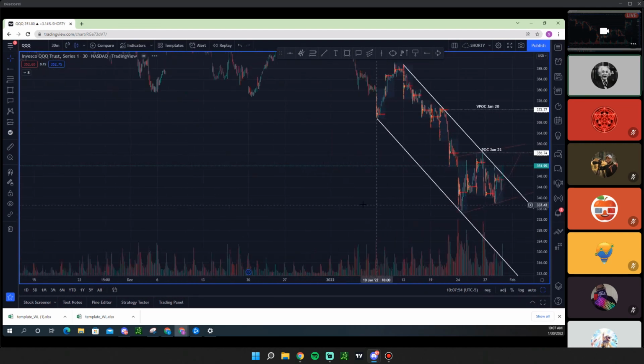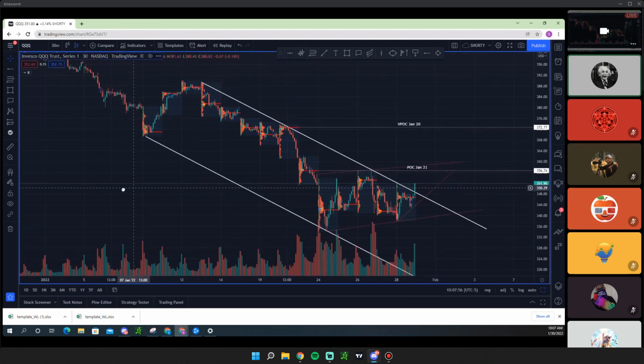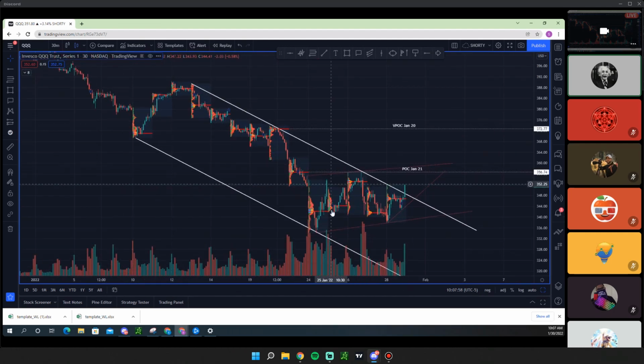So here's QQQ on 30 minutes, and you see that it's a beautiful down channel here. It's trying to break it. It has a POC here at January 21st that it rejected nicely. Then it has a VPOC here at 372, and you see that this level has never been retested since it's been broken down. So from this point, it never came back to retest it. That's why it's a virgin POC.